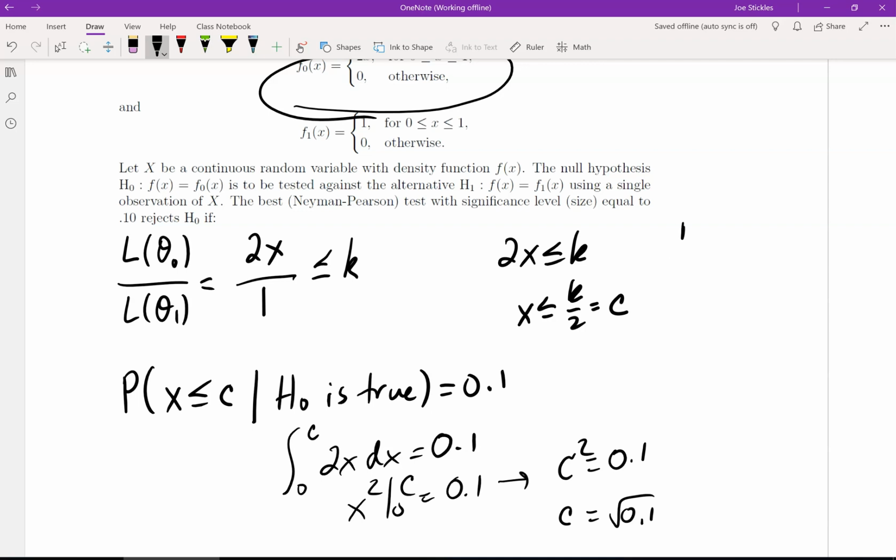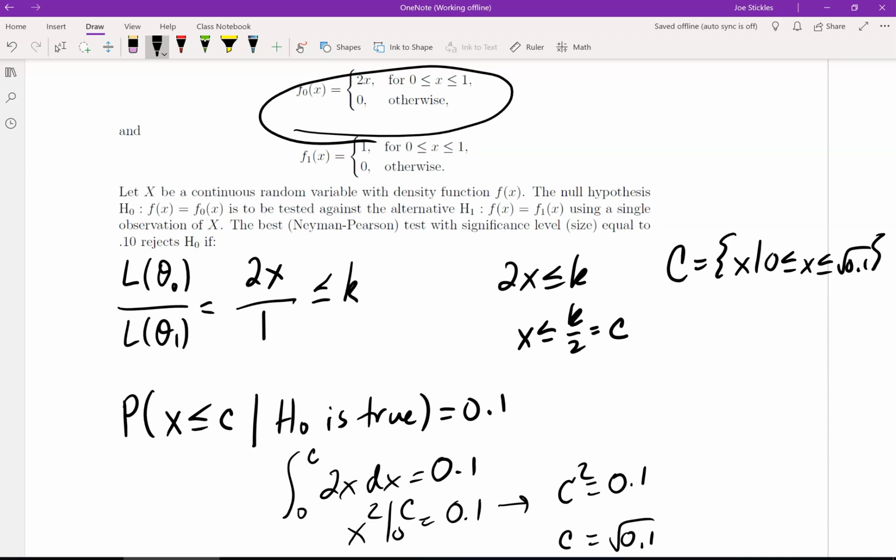So our critical region C is the set of all x such that x is between 0 and the square root of 0.1. I know my x is not going to be less than 0 because of the supports that were given. This is my critical region. This is a best critical region in this case for this hypothesis test.